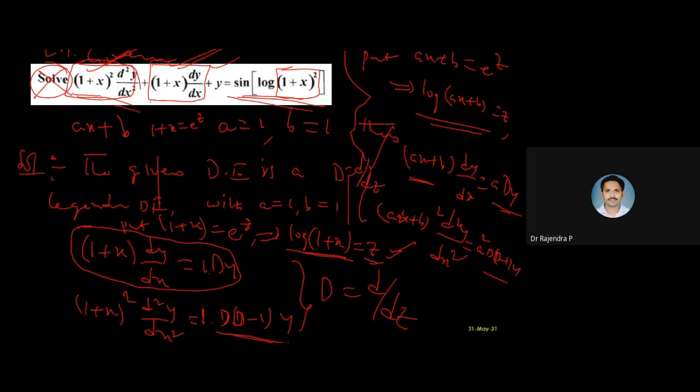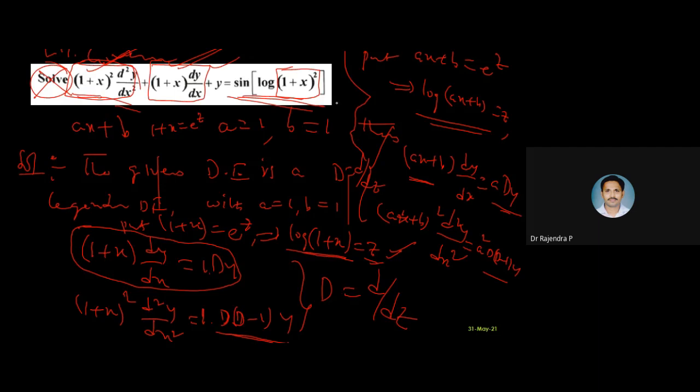What I will do, I will write it up one more time. So d into d minus 1 into y plus dy plus y, which is equal to sine of, what I'm telling you, if you understood this carefully, it is very simple. Log of 1 plus x whole square. So here, actually this is 1 plus x whole square. So what I will write here, 2 logarithm of 1 plus x.